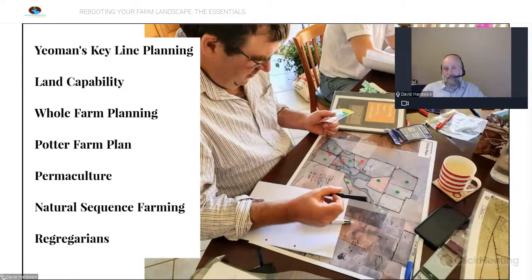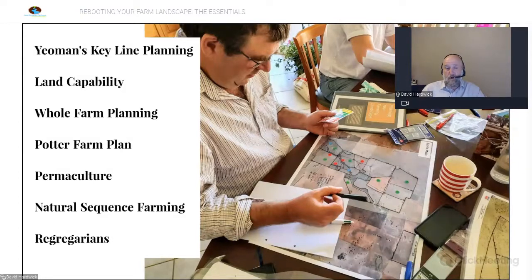You've got the land capability framework developed a lot by the soil conservation services across Australia. You've got the whole farm planning approach that the Departments of Agriculture and Soil Conservation developed, based a lot on land capability, but also including some of Yeomans' ideas as well. Then I've already mentioned the Potter Farm Plan, which pulled a lot of that together and started to use the word ecosystem. So it was like that next step towards ecological thinking.